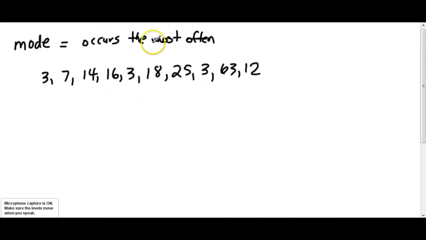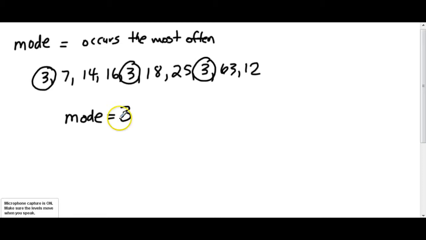All the mode is the number that occurs the most often. So you would look at this list of numbers right here, and you would find that each number pretty much appears one time except for the number 3, and it appears once, twice, 3 times, the most often. So in this group of numbers, the mode is 3 because it appears the most often.